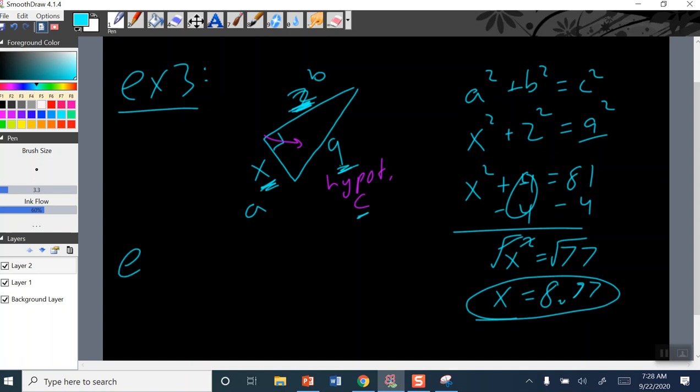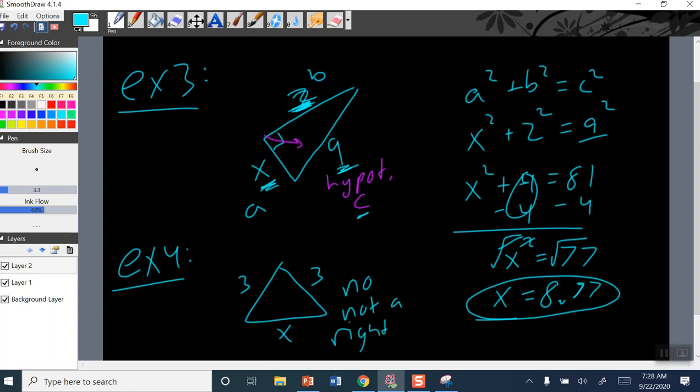Alright, I'm going to do one quick final example. Here's example 4. And let's say 3 and 3, and I'm asking you for x. Can we solve for x in this problem? Think about it. Can we solve for x? And the answer is no, because it's not a right triangle. So in this case, we cannot solve for x using the Pythagorean theorem.